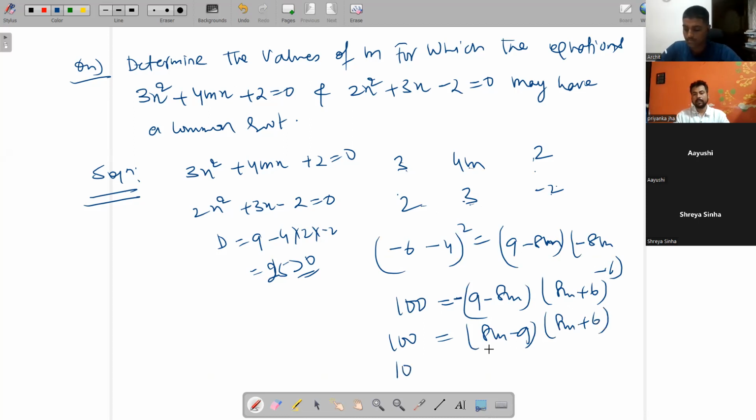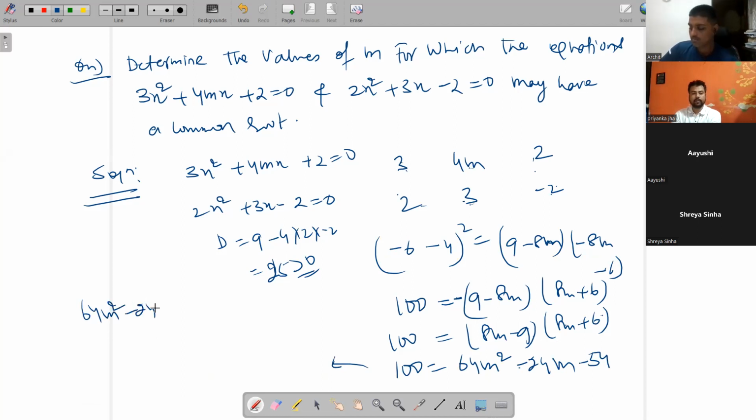Multiply this. This will be 64m squared, 48 minus 72, that is minus 24m, minus 54. So you will get 64m squared minus 24m minus 154 equal to 0. Now solve this. You will get the value of m.